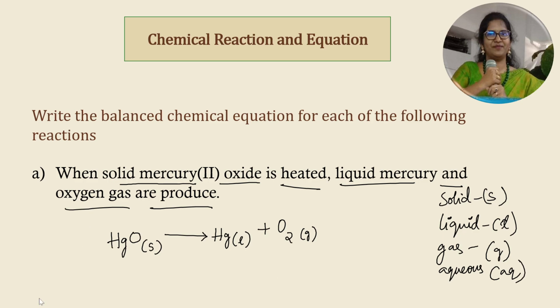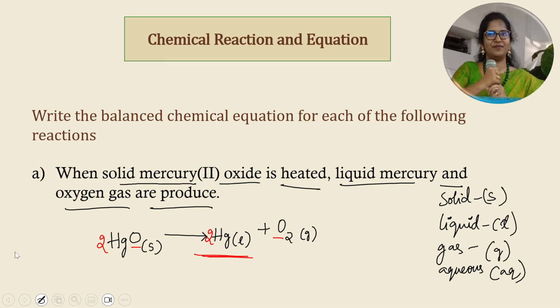So now what we have to do is balance it. Here we have 2 oxygen, and on the other side only 1 oxygen. So what we need to put? We need to put 2. Here 2 mercury is there, here we have only 1 mercury, so we will write 2 here. That means this is balanced, right? Got it?